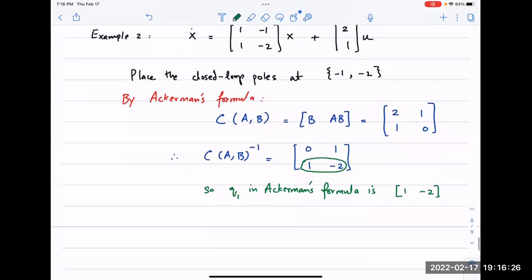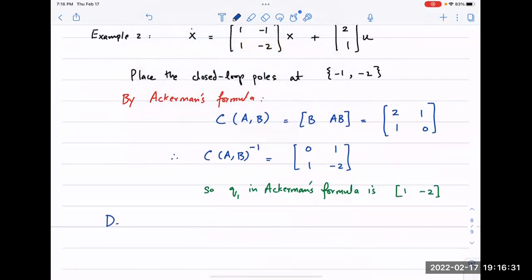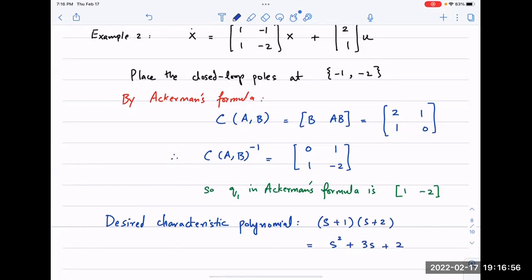And the desired characteristic polynomial is coming from the desired poles. Because the poles are at minus 1 and minus 2, this will be s plus 1, s plus 2, which is essentially s squared plus 3s plus 2. Right, so this is alpha c of s.